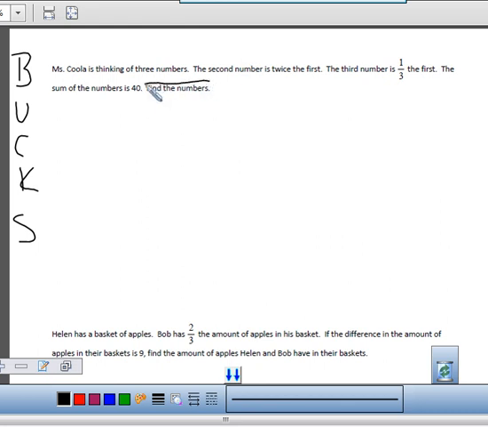First thing, I'm going to put a box around "find the numbers" because that's what I need to do. The next thing I'm going to do is circle "the second number is twice the first," so 2 times. And the third number is 1/3 the first. And then I know that the sum of the numbers is 40. Sum is add. All right, so I boxed the question. I underlined and circled. They didn't put any useless information in there.